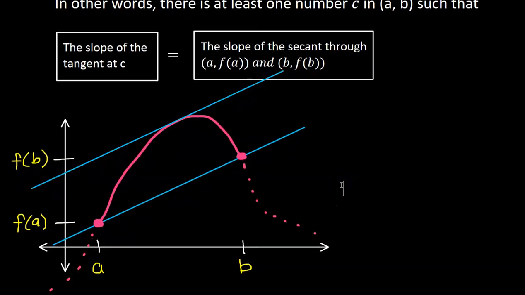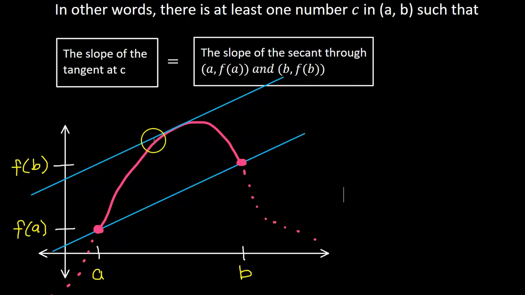So of course what I just pulled into the picture would be the tangent line. And let's say this turns out to be the point of tangency right here. So if I trace that down, then this is the point c at which the slope of the tangent line and the slope of this secant line are the same. That's what the mean value theorem says.